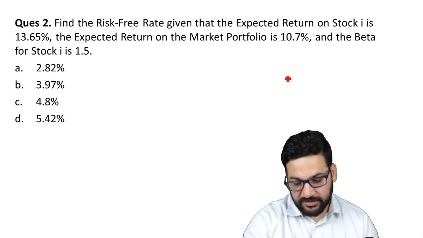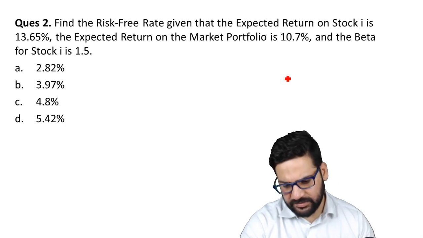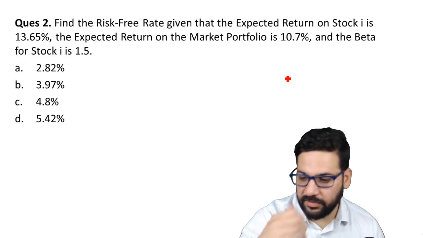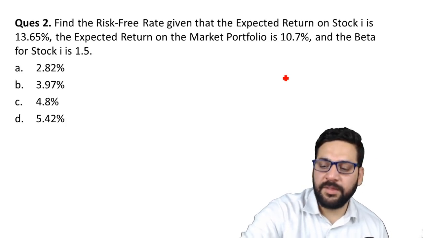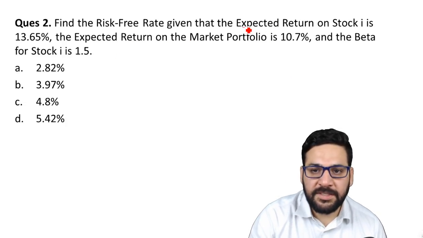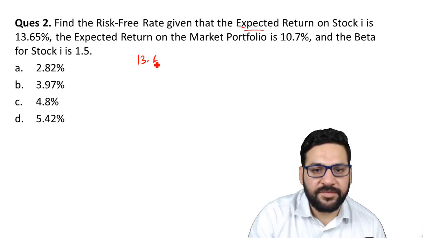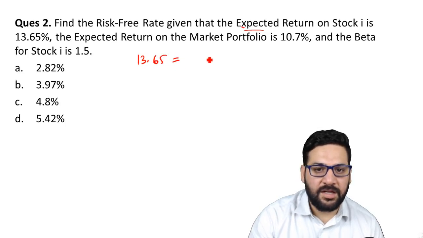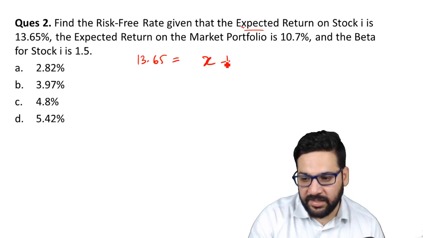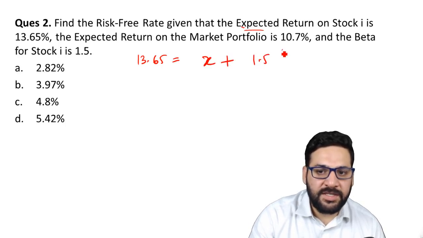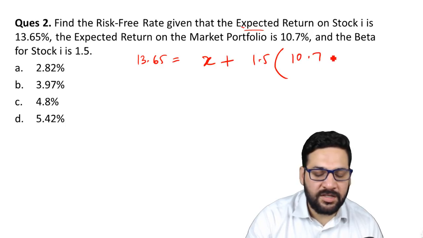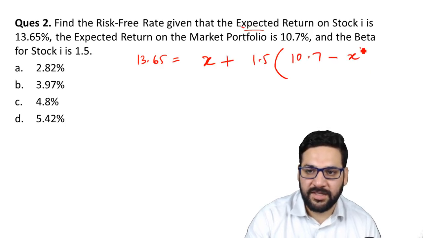It's not that difficult, students. Let me solve this question for you. So simply again, the expected return is given. This is 13.65, and the risk-free return is not available, so let's take it as X. 1.5 is the beta. The expected market portfolio return is 10.7 minus X again.